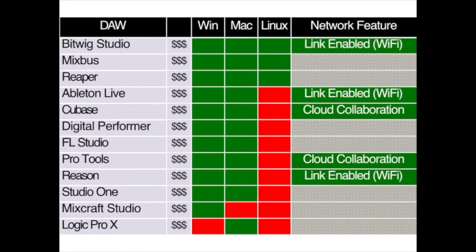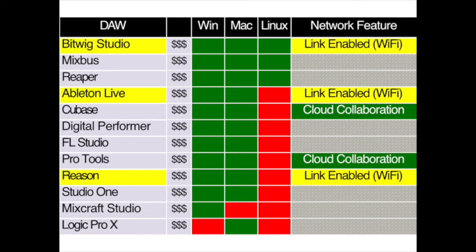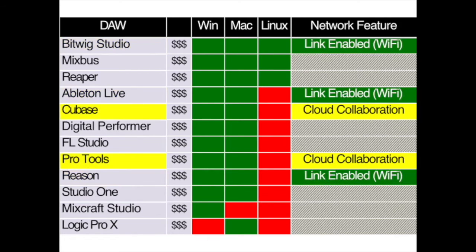So here is the platform grid for the fee-based products. Now, in this grid, you'll notice I added a column for networking. There is something called a link feature developed by Ableton. Bitwig and Reason make use of Ableton's link feature. And Cubase and Pro Tools offer a cloud collaboration feature.